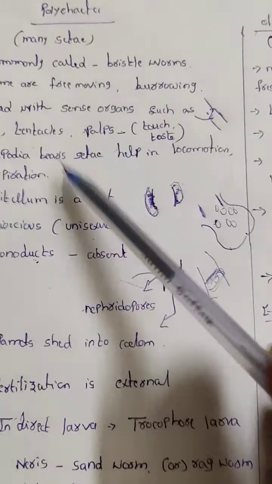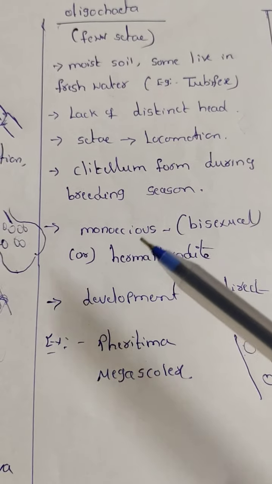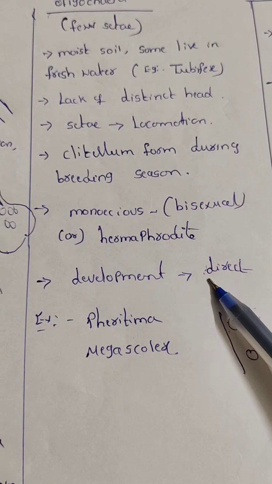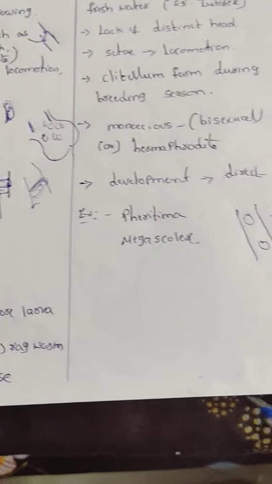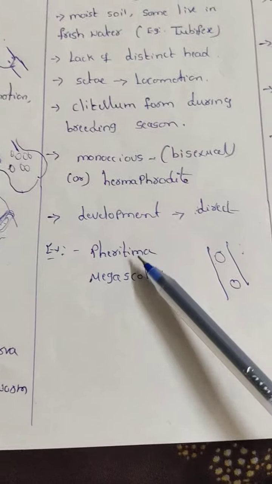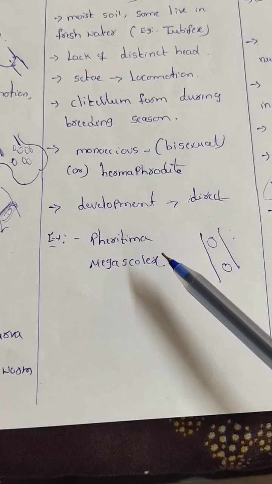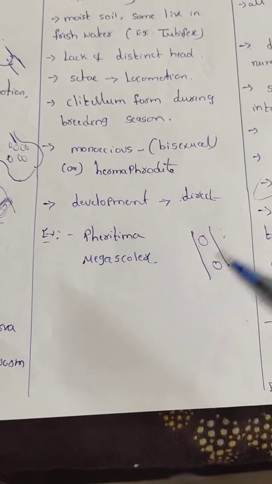Here in Polychaeta organisms there is no clitellum, but this one has a clitellum. These are monoecious. I already said the development is direct development, and fertilization is external fertilization. Here the fertilization is external, here also external. Keep in mind, here the development is indirect, here the development is direct. The scientific name of the South Indian earthworm is Pheretima posthuma, and the largest earthworm is Megascolex australis.